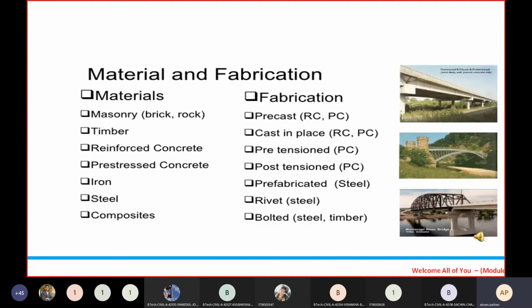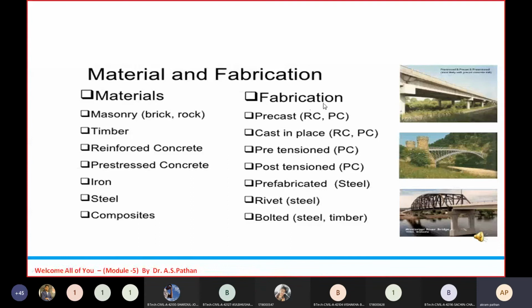Then the materials and the fabrications. For construction of the bridge, we are going to use different types of materials. These are the materials: masonry, brick or rock, then timber, reinforced concrete, then pre-stressed concrete, iron, then steel, and composites. So these are the materials we are going to use.